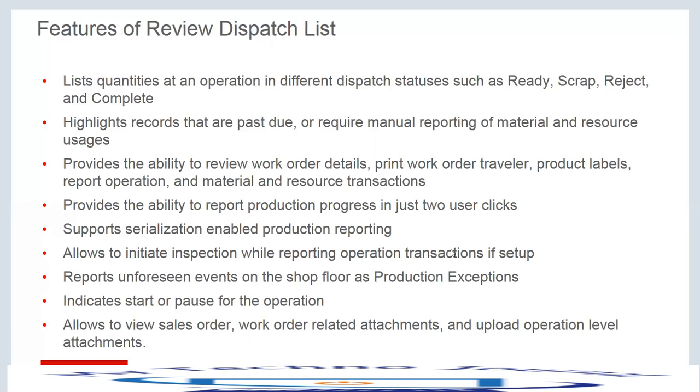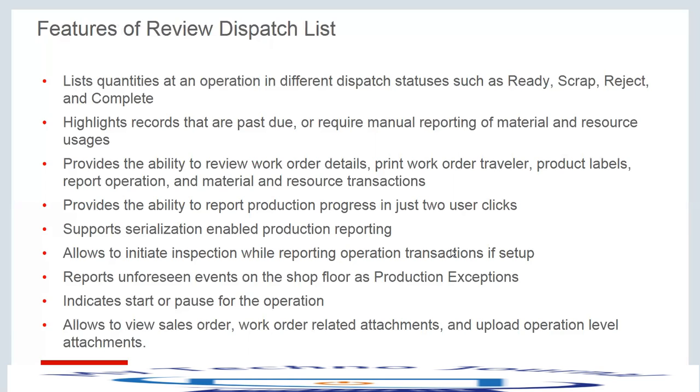Next, we even support serialization enabled production reporting, both for the product and the components. It allows you to initiate inspection while reporting operation transactions if setups are done. And we can even see production exceptions. And it indicates start or pause of an operation. And it allows you to view sales order and work order related attachments, and upload operation level attachments.